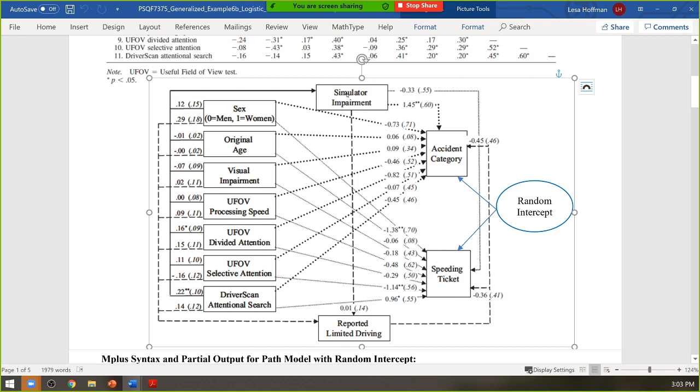So like if this simulator impairment right here were binary, what that would mean is that the path from this side to the mediator would be a logit, but then when it's used as a predictor of something else, it would be treated as a dummy code, not a logit. And that may differ across software in terms of how that's implemented. So that's where the tricky part comes in, in mediation with non-normal outcomes.